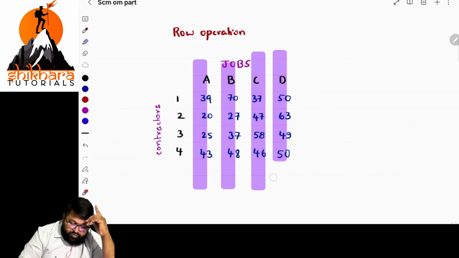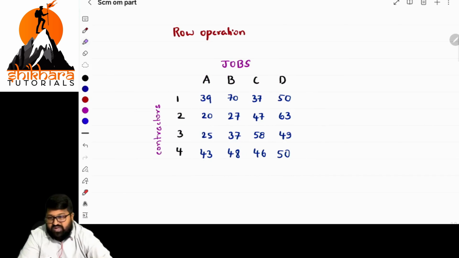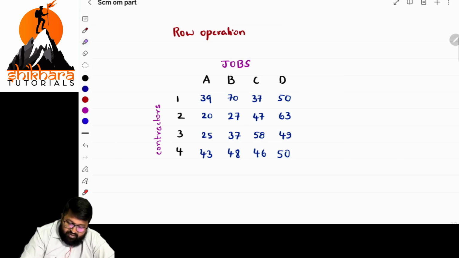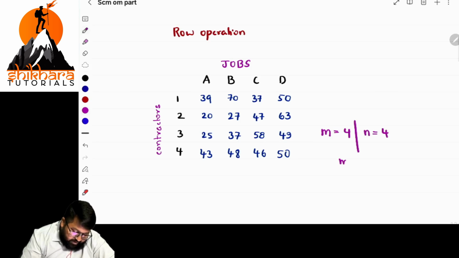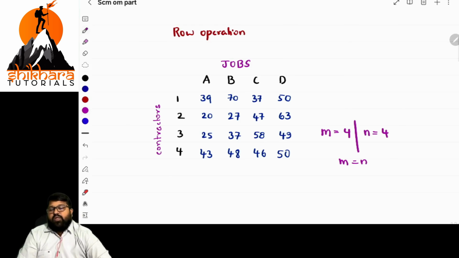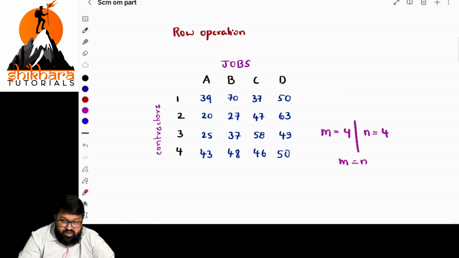So as the rows are clear, there are 4 rows. First check: number of rows equal to number of columns. The number of rows is represented with the letter M, here M equals 4. The number of columns is 4, so M equals N. The first check is satisfied. What is the next check? Whether it is a minimization model or a maximization model.